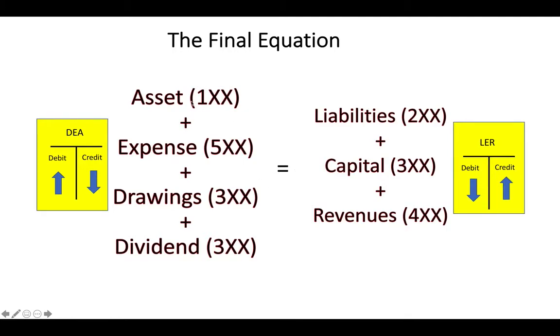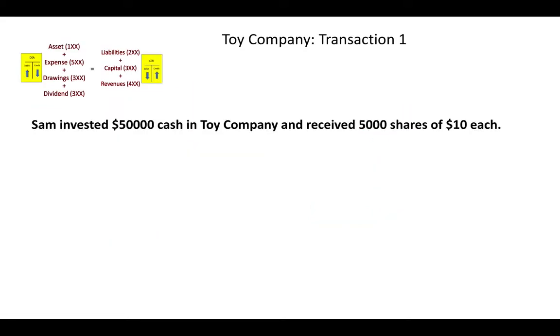Also in the brackets, I have put in some numbers. Normally the assets start with 1, liabilities with 2, equity accounts with 3, expenses are 5, and earnings or revenues are 4. So let's talk about an example now. We have learned it. Now I think we should be able to do it. Let's start with the first one.